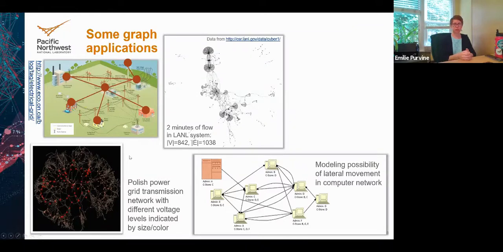Computer networks also are easily modeled as graphs, either the physical connections between computers, or the possible connections between computers. Can I SSH from one computer to another? Do I have the right credentials? That's what's going on down here. And then up here is a model of actual network flow, so network traffic going from one IP to another. As you're browsing the internet or whatever you're doing, you're sending packets of information between computers. And these kinds of networks get really big really fast. This is only 2 minutes of a relatively small system, and already it's got 1,000 vertices or so.